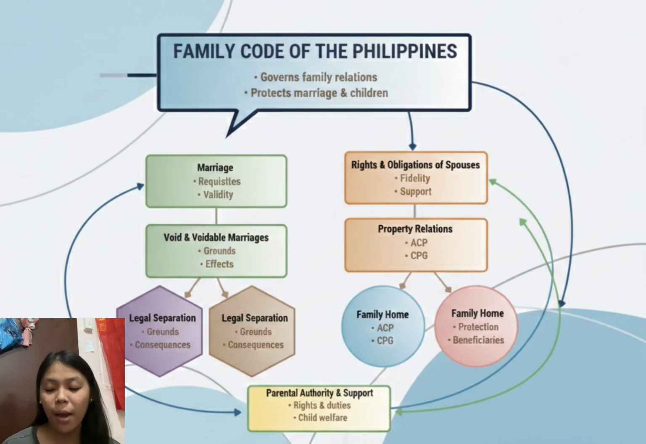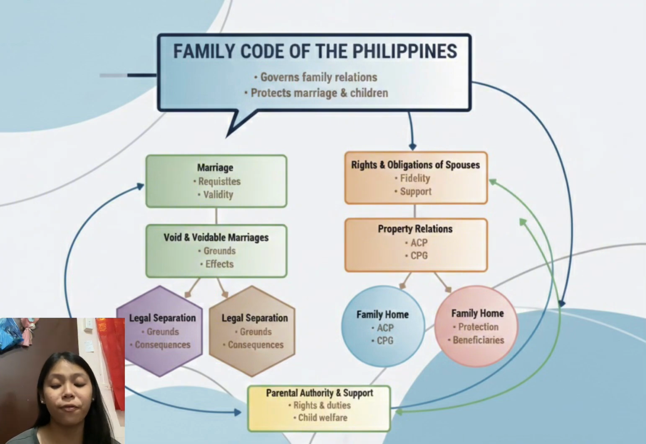First is marriage. Marriage is defined as a special contract of permanent union between a man and a woman. This section covers requisites, which include essential elements like legal capacity of the parties, consent freely given in the presence of the solemnizing officer, and formal requirements, which are a license, a public ceremony, and a competent solemnizer. Then, validity. It determines if a marriage meets all legal standards to be recognized as binding under the law.